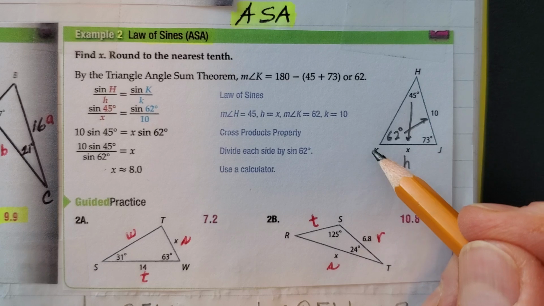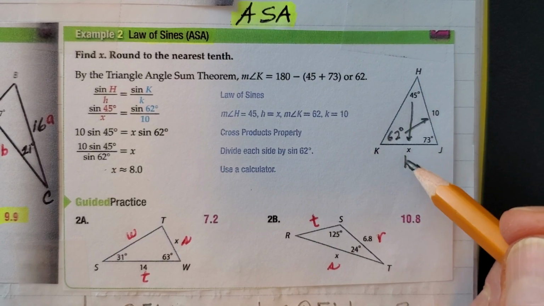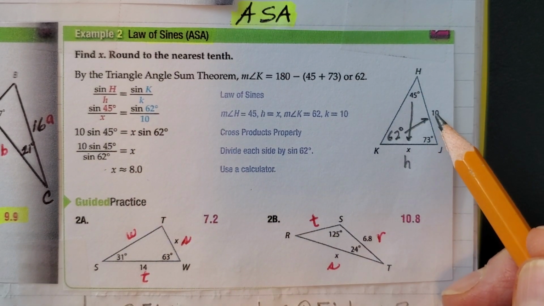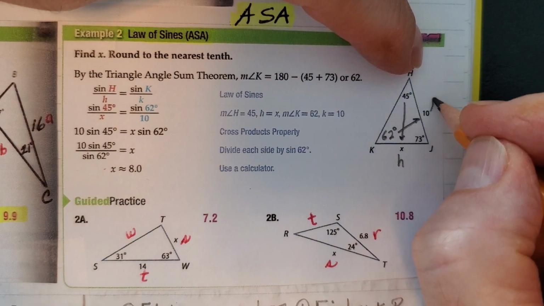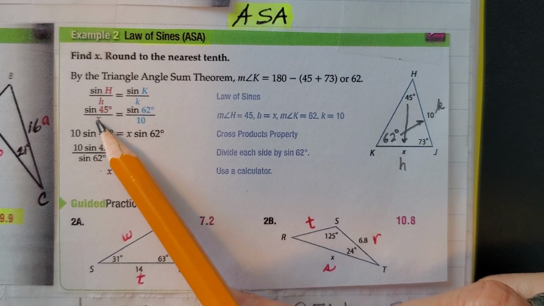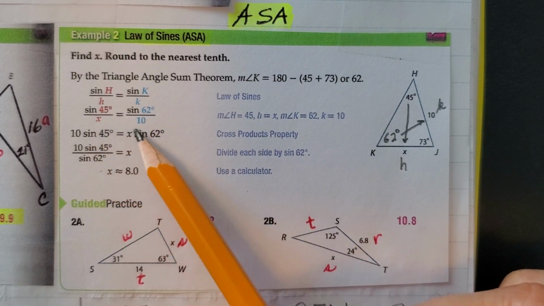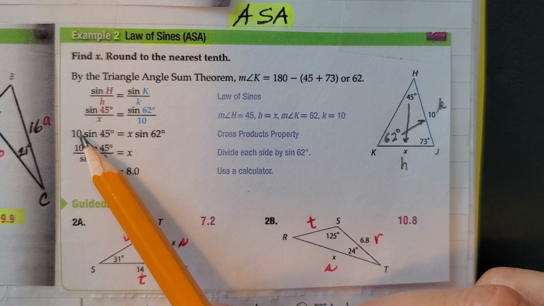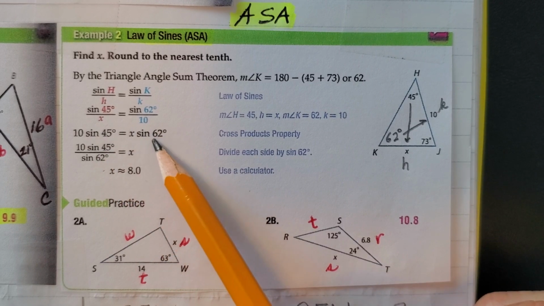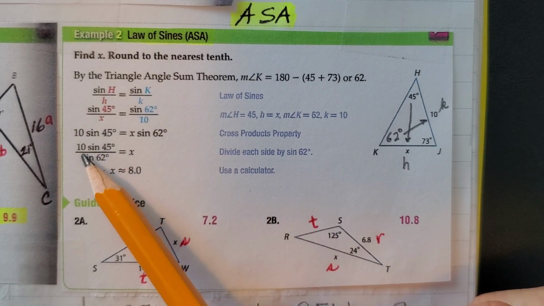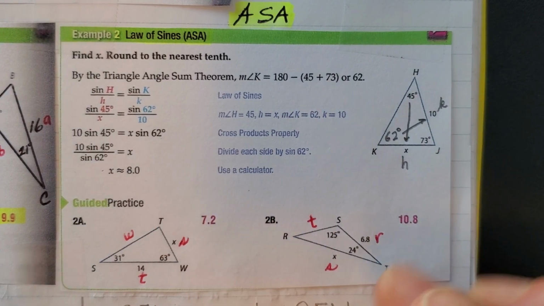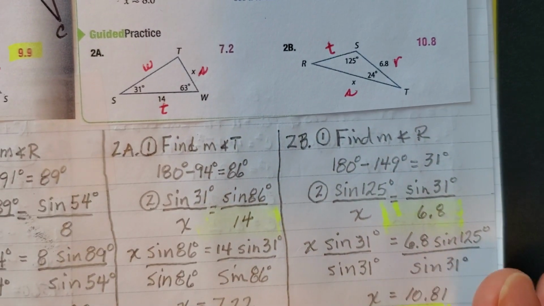So we'd say the sine of h, which is 45, over little h right here, is equal to the sine of k over little k. So this is little k right here if you want to add that in. We substitute in 45, x, 62, and 10, and then you do the product. I like to have the x on this side because then you don't have to change it when you get down to the bottom. Either way, you divide by the sine of 62 here, and you get 10 times the sine of 45 divided by the sine of 62. X equals approximately 8.